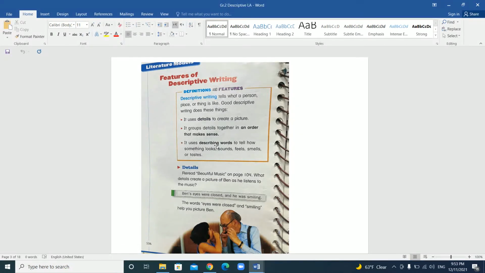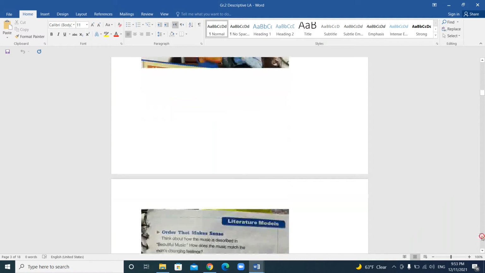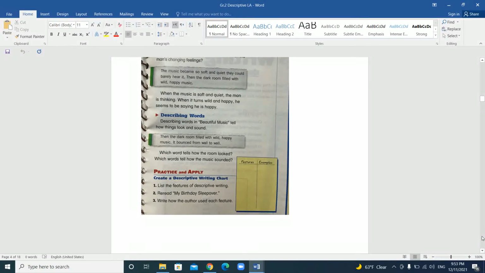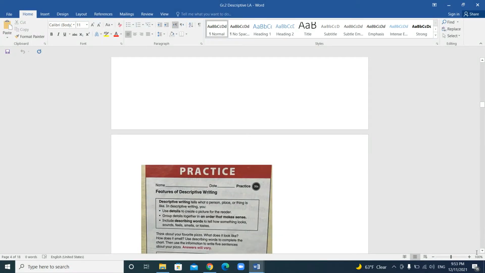Okay, so a descriptive writing is when a writer writes or describes a person, place, or thing. So you must add proper details so the reader can create a picture. The details must be in order so we can understand and it makes sense. And the third thing is to use describing words that describe what the thing is like, what the person is like, using the 5 senses. All right, what else?